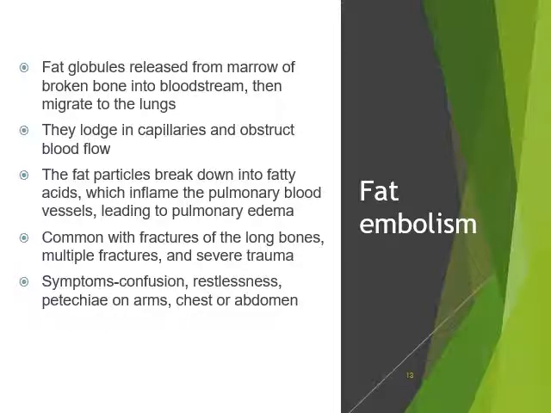Fat embolism. Now, fat globules can be released from the marrow of a broken bone, and they go into the bloodstream and then migrate to the lungs. Now, this is an embolism, so it is a fat clot, so it's made out of fat. It's as opposed to a pulmonary embolus of a blood clot. So they lodge in capillaries and obstruct the blood flow. The fat particles break down into fatty acids, which inflame the pulmonary blood vessels, and that leads to pulmonary edema.